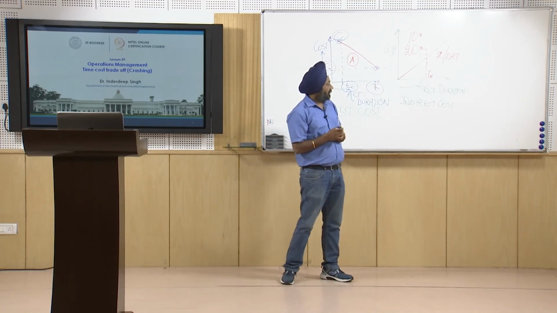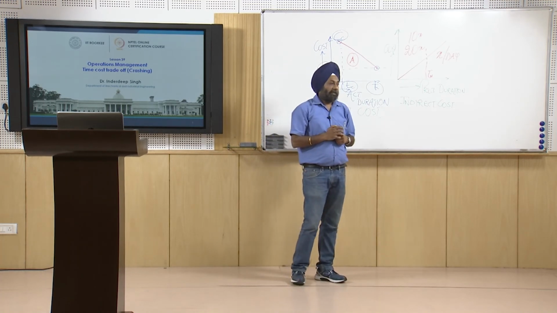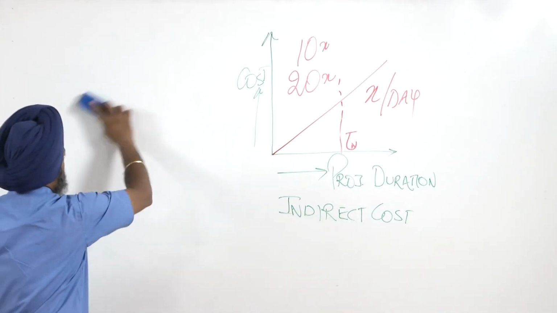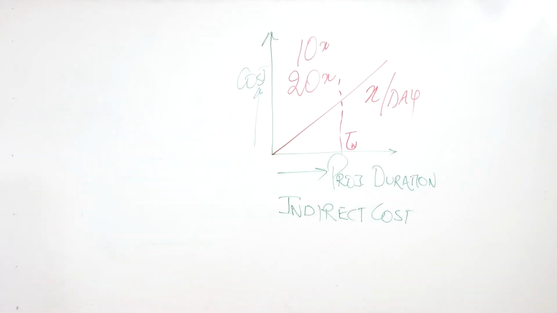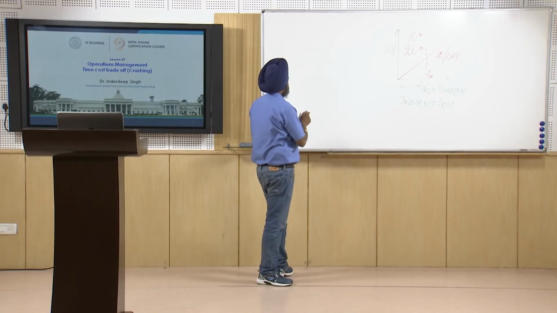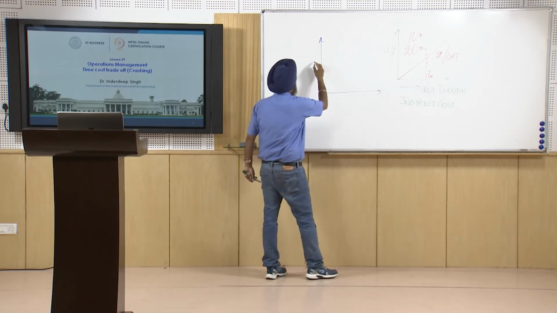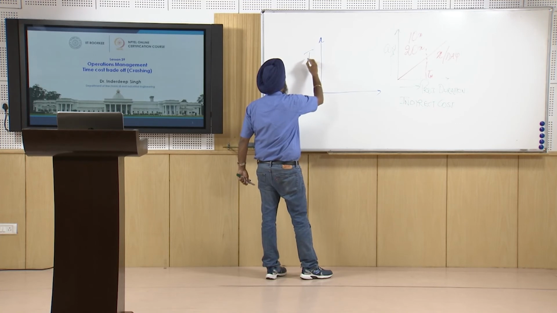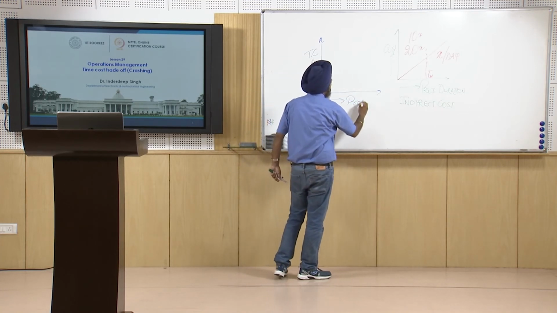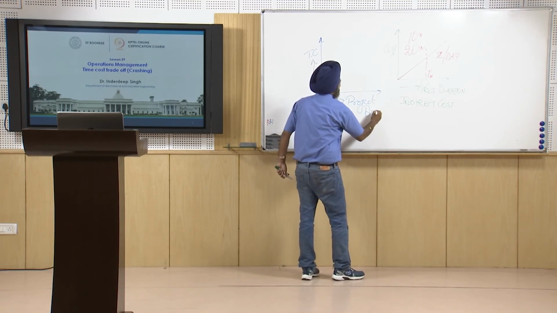Now what is our target? Our target is to find out the optimal duration. So we will see how we can calculate the optimal duration. The optimum duration can be calculated by plotting a graph like this. Now suppose this is our total cost and this is our project duration.